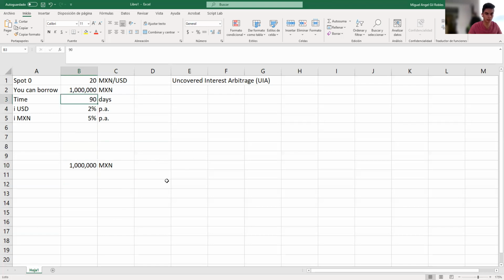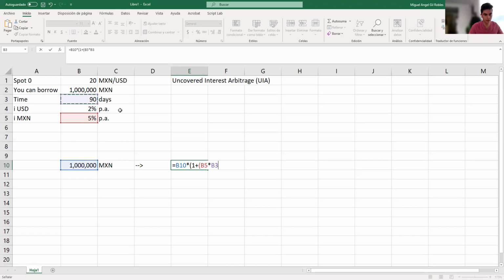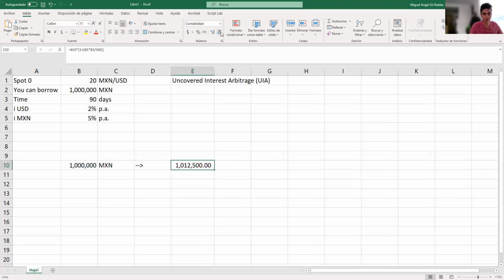In the future is 90 days. So I need to use my formula to calculate the future value of 1 million pesos. To do that, I would use the formula that I used in the CIA. So it will be 1 plus the interest rate of Mexico times the time over 360. I close the parentheses. Remember, it is very important that you follow this notation in Excel if you're using Excel. And this is the amount of pesos that we have to pay.